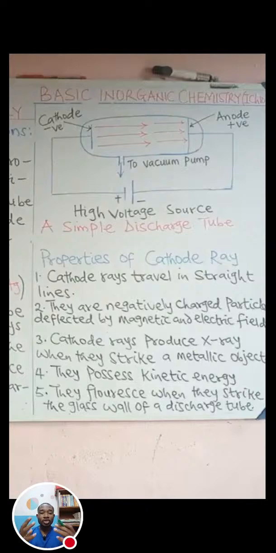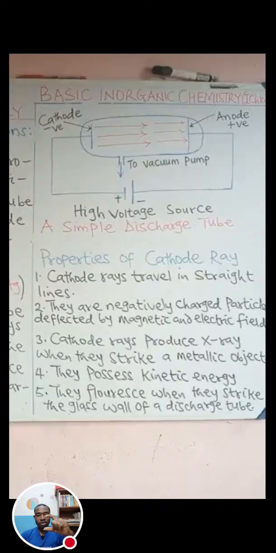And once the discharge tube begins to glow, what happens? Electrons will start moving from the cathode, which is the negative terminal there, to the anode, which is the positive terminal. I believe you can see that on screen, right? You can see it on screen.